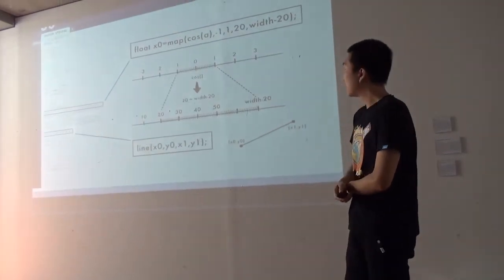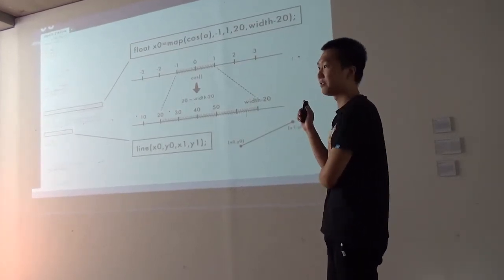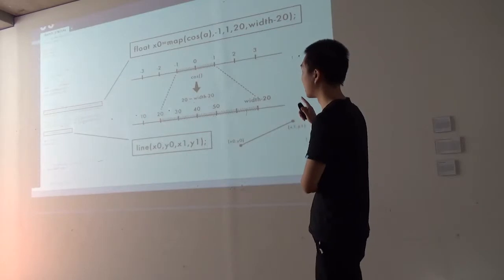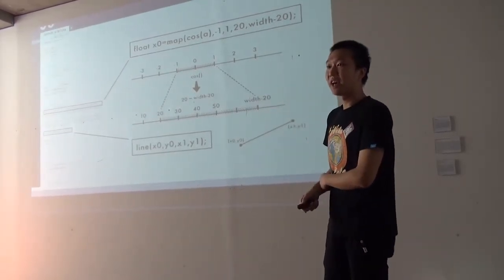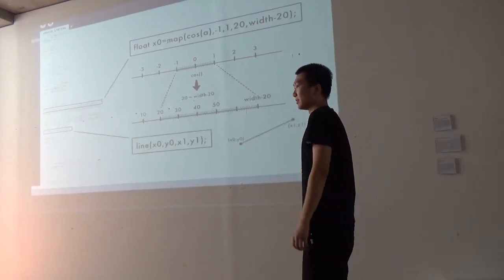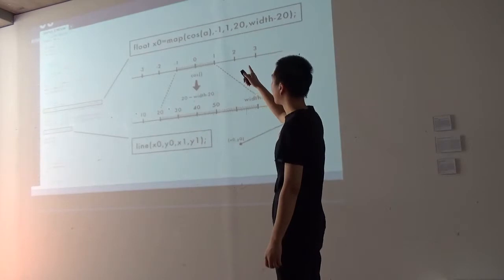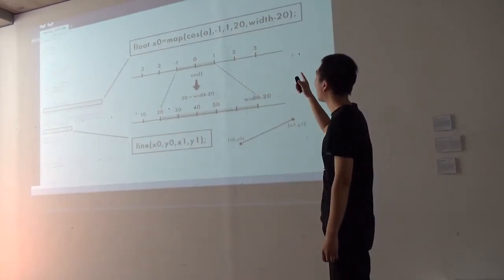After that, we have the map function, and in this function we have 5 parameters. At the very beginning is cosine. As we all know, cosine gives us a number between -1 and 1. So the second and third parameters are -1 and 1. Later we have 20 and -20.